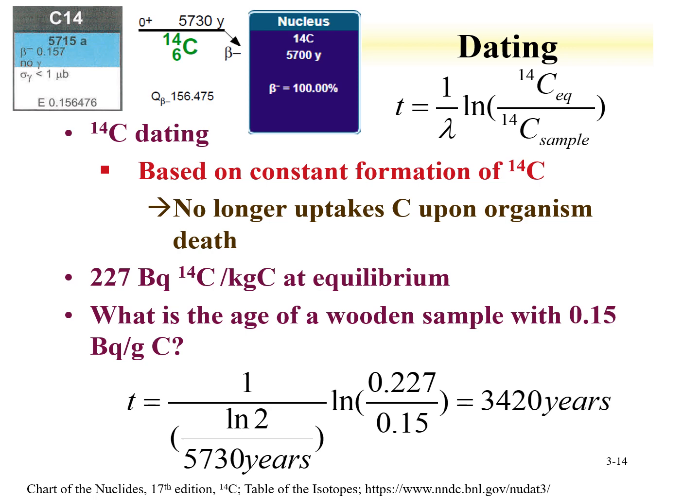1 divided by the decay constant of carbon-14 times the log of the carbon-14 at equilibrium divided by the carbon-14 in the sample. So the equilibrium value is listed here. And what's the age? There's a wooden sample that's been found. It now has 0.15 becquerel per gram. The equilibrium value is 227 becquerel per kilogram, so we need to make it per gram, so it's 0.227 becquerel per gram.